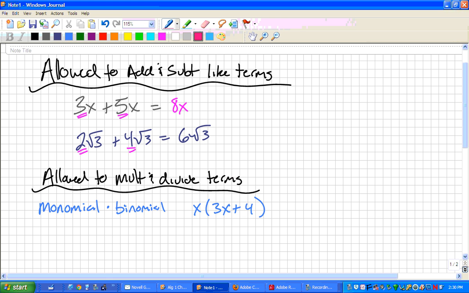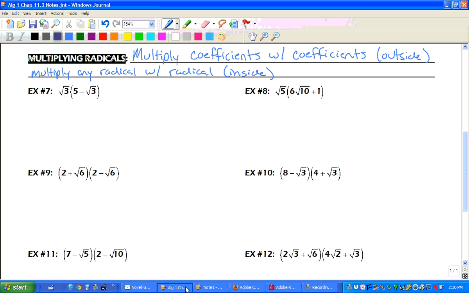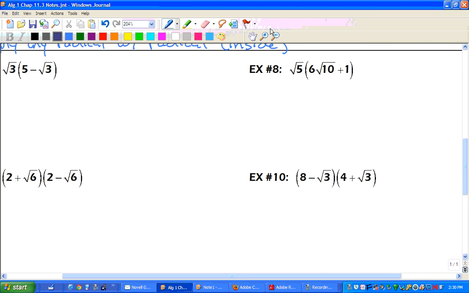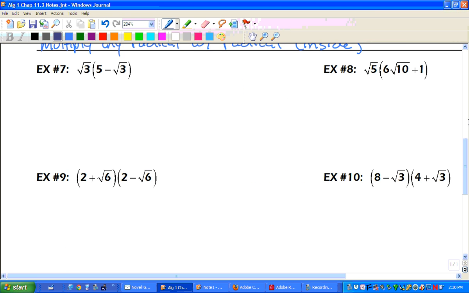how do we do that? Well, we distribute, and we would get 3x squared plus 4x. So we are multiplying that. Okay? And that's what we're going to do with the first two problems. So I'm going to zoom in so we can just look at those.